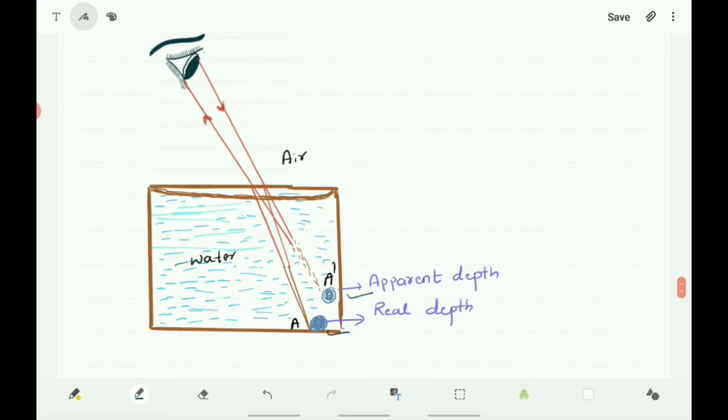And in this case, the coin is at the bottom, but it appears to be raised to a point A dash. That is the same reason here. You know that if the light rays are from the point A, then you can see the coin at the place A. But here the light rays appear to come from the point A dash. So the position of the coin appears to be raised. So this is the apparent depth of the coin and this is the actual depth of the coin. This is because of refraction of light.